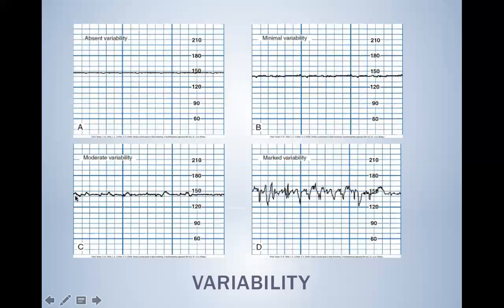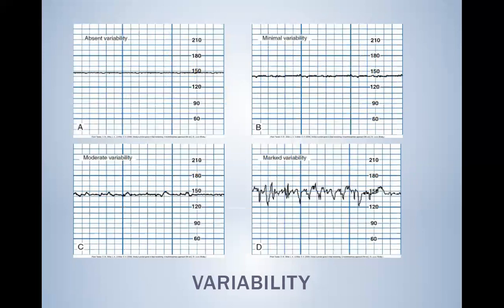Here's our moderate variability. So you can see that the beat-to-beat variation is at least 6 beats difference. So from here to here is 10, because remember, each of these little blocks is 10 up and 10 across. And here's our moderate variability. So we're okay with minimal variability for short periods of time. Most likely that's just the baby's sleep cycle. We really love moderate variability.